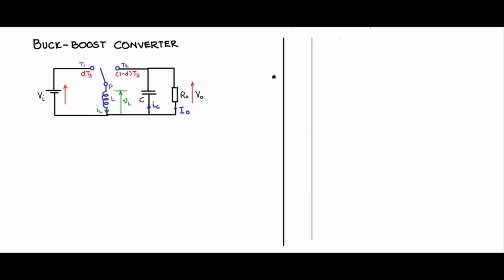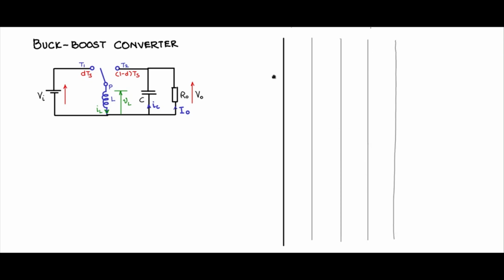Like before, I will divide the time axis into 4 segments. DTS, 1 minus DTS, DTS and 1 minus DTS together they make up TS, that is one switching period. Likewise, I have 2 switching periods here for the waveforms, and let us plot first the voltage across the inductor. So we will plot VL, and during DTS time, what is the voltage across?